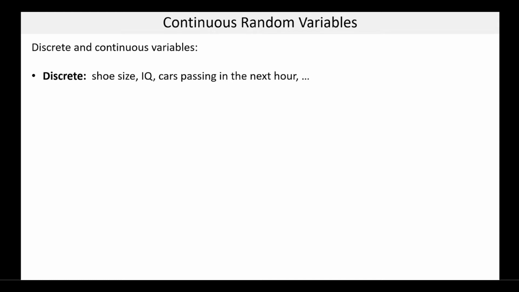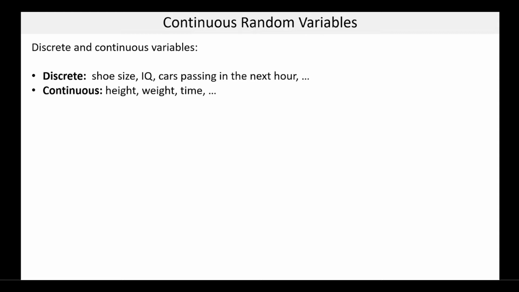Previously we looked at discrete variables like shoe size, IQ, cars passing the school in a 1 hour period. This would have been the Poisson distribution. We looked at the number of successes when rolling a dice, or the number of successes when taking penalties in a tournament. These would have been the binomial distribution. So all of these variables were discrete, which meant that we had a discrete random variable.